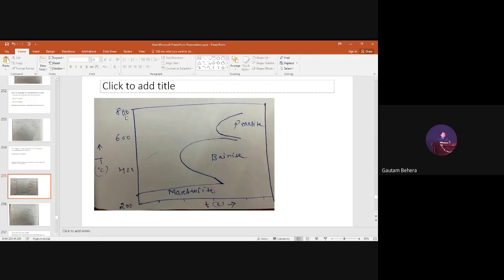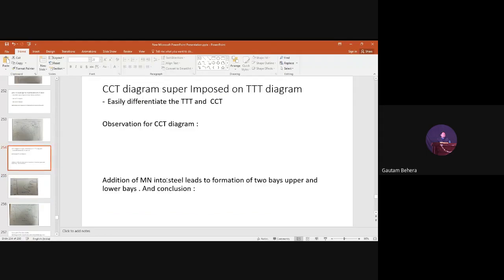But suppose I am cooling my sample in this range. So shall I get bainite? Yes or no? If my cooling rate is this much, shall I get bainite? No, sir, because the cooling rate is somewhat higher. So I will end up with martensite only. I think the concept is clear. So I have written over here also.